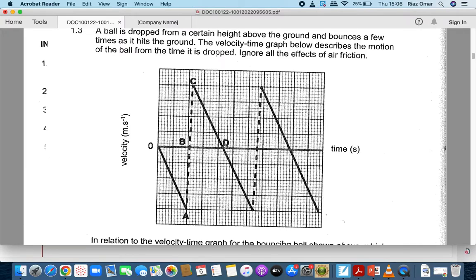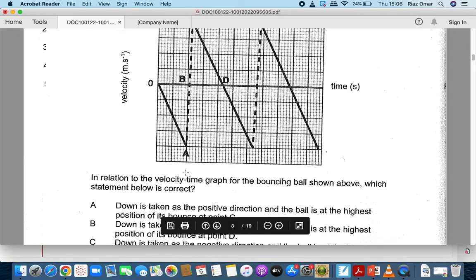It reaches maximum height at D, then it goes back down, and then what happens here again? This is the bounce where it is connected to the ground, and then it bounces up. It reaches maximum height again at this point, and then it goes down, and here it's basically reaching the ground. So they took down as negative, and then let's see what it says.